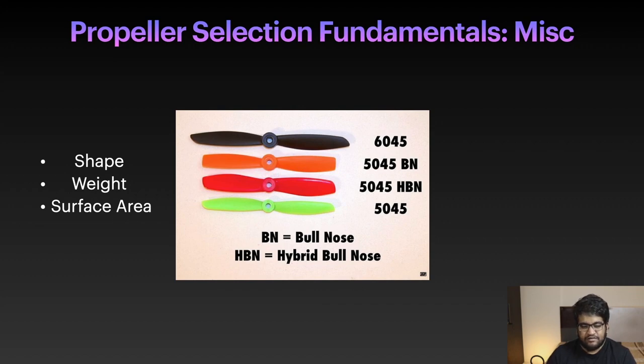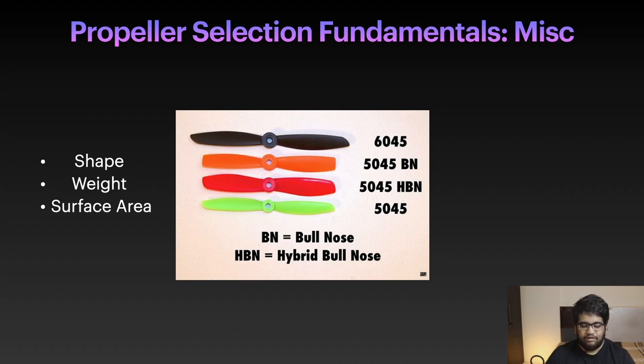Something some propeller manufacturers did a couple of years back is take a 6-inch propeller and cut 1 inch from it. So what you get is effectively more surface area, but with the same length. It's called bullnose propellers, as you can see in the second photo on the screen. These are not very efficient propellers, but they give you more thrust, which was suitable for racing. I don't think anyone uses them anymore. So there are bullnose, there are hybrid bullnose.